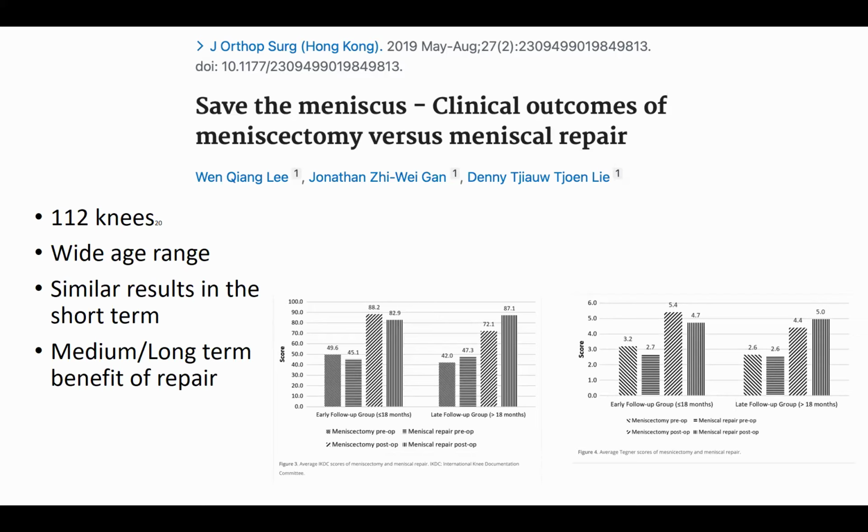Interestingly enough, not only were their functional scores higher than in the resection cohort, they demonstrated no significant change over the follow-up period, ultimately potentially highlighting the longevity of repair.